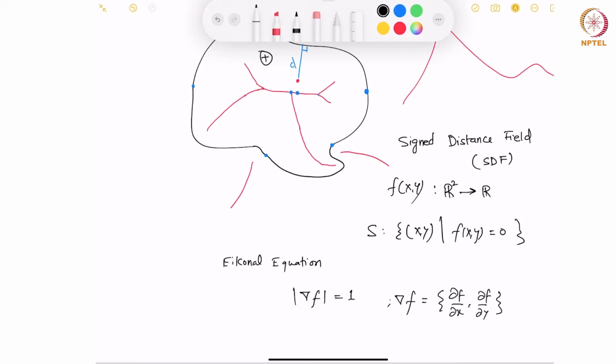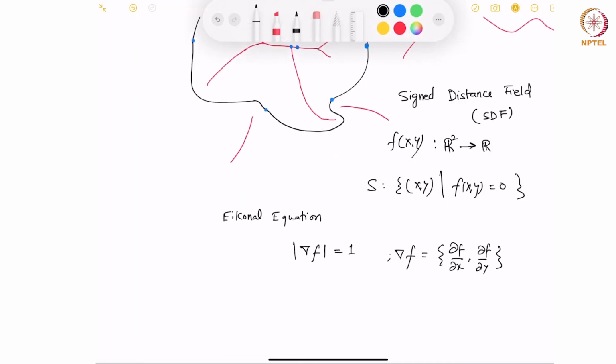Grad f is del f by del x comma del f by del y. That's my gradient, right? So what the Eikonal equation says is that the norm of the gradient, and what is the norm of the gradient? It is (del f by del x) whole square plus (del f by del y) whole square equals 1. Well, I just squared it, right? So that's what it says. And think about it for a moment. Why should that happen? This is the property of distance fields.